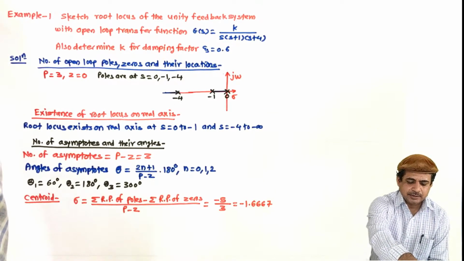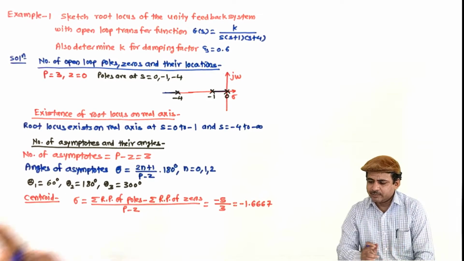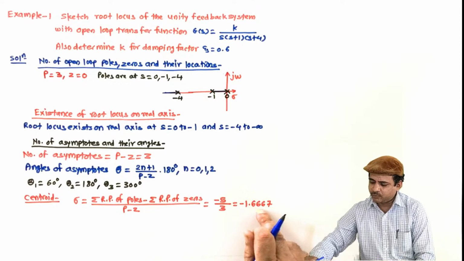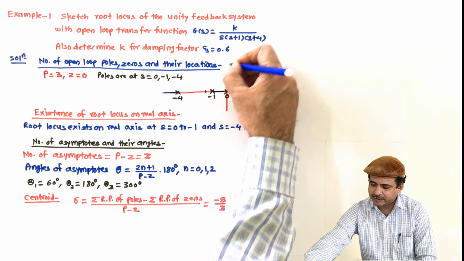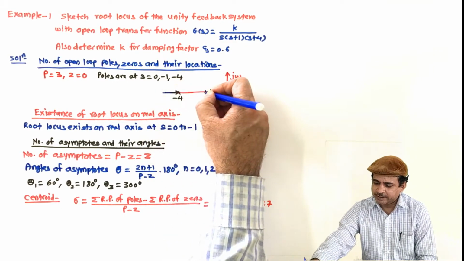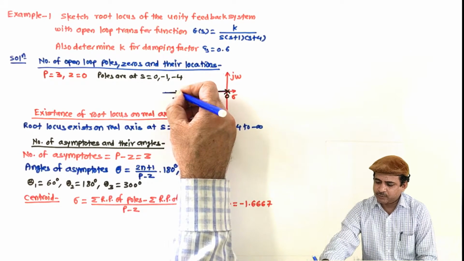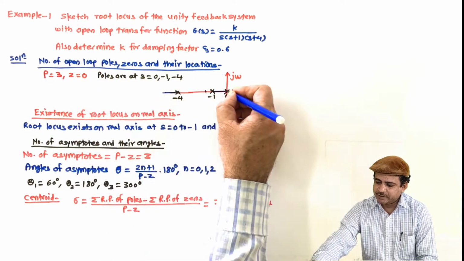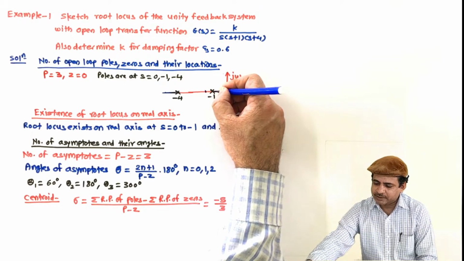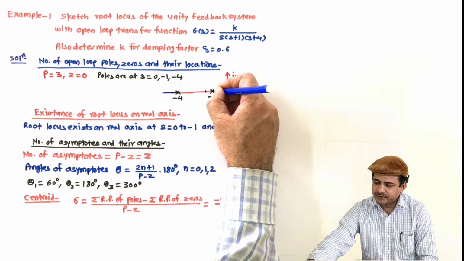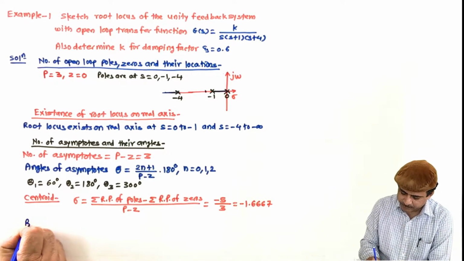Then next is breakaway point. In this case breakaway point is required because the asymptotes will originate at minus 1.6667 somewhere here, and from that they will take angles 60, 180 and 300. So this pole will move along with the asymptote of 180, and these two will move along with 60 and 300. So at some stage they will depart from the real axis, so we have to find out the breakaway point.